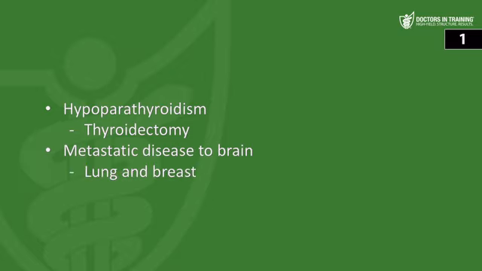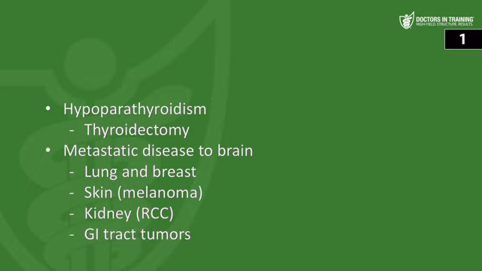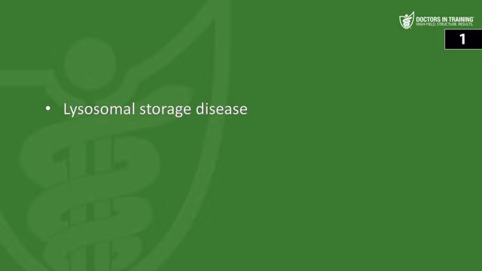So we know that lung and breast cancer, those like to go just about everywhere. Also remember skin, like melanoma, kidney, like renal cell carcinoma, and then GI tract tumors also metastasize to the brain as well. Next we have most common lysosomal storage disease.